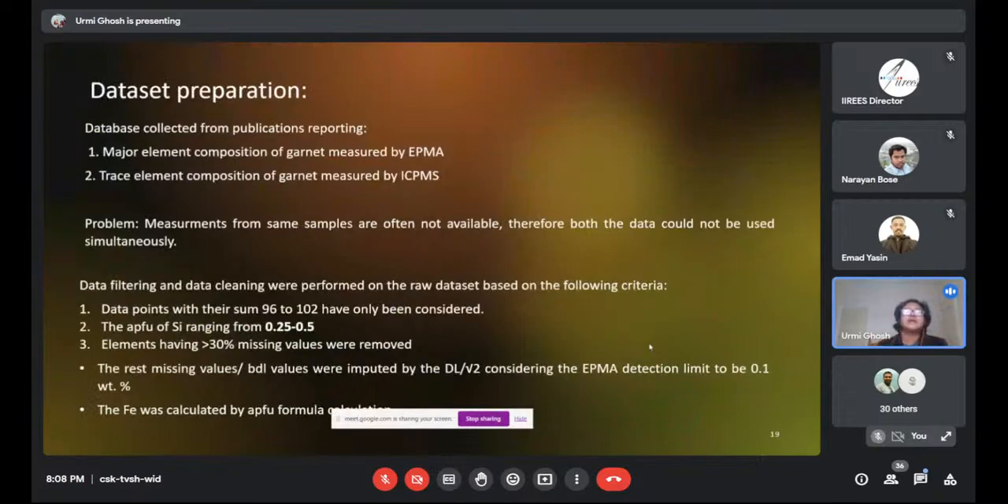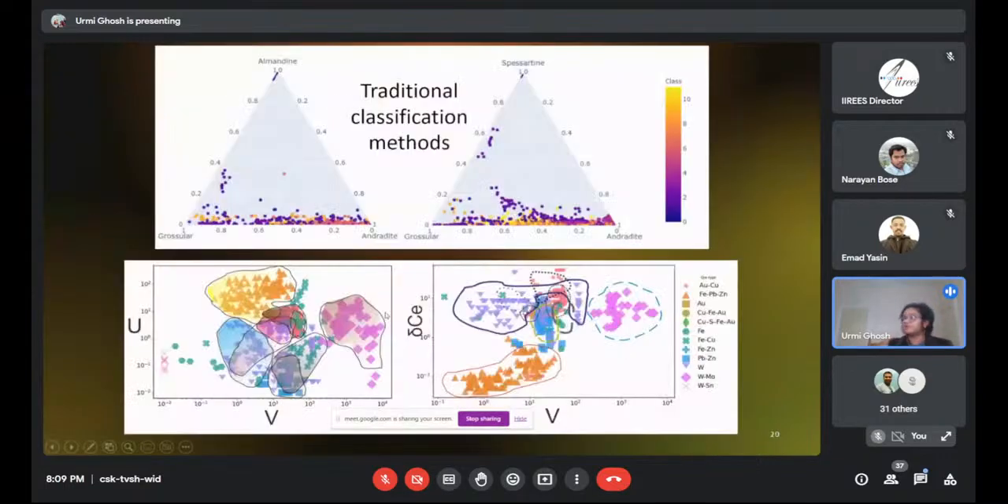For that, I prepared a data set, because when I started working there was no pre-compiled data set for this particular problem. So I had to compile a data set, and obviously, as I mentioned, you must be very careful about compiling data sets. Only the major element compositions of garnet measured by EPMA were taken, and I took only trace element compositions measured by ICPMS, also laser ablation spot analysis. After that, I cleaned the data. I would not go into details of cleaning the data, because that is an entirely different topic in itself and would consume much of the time.